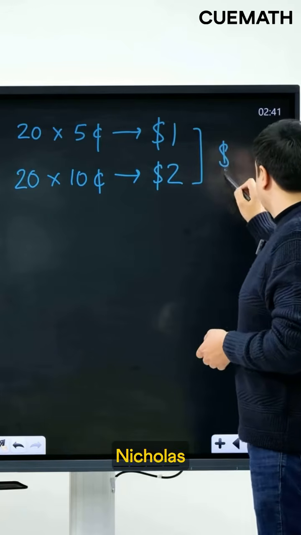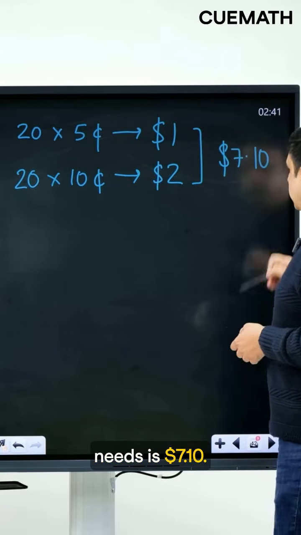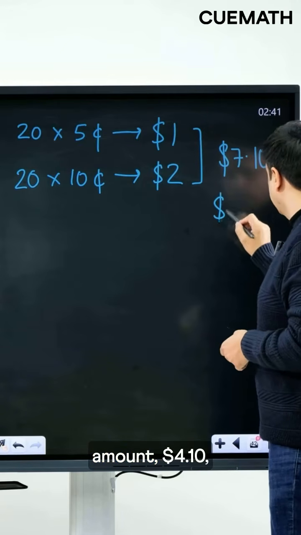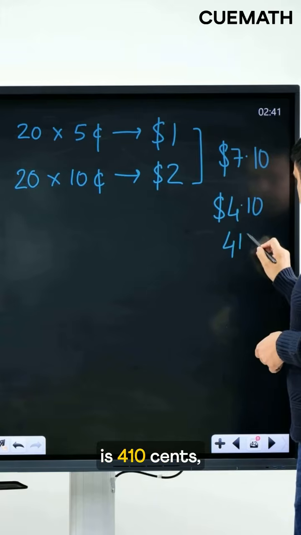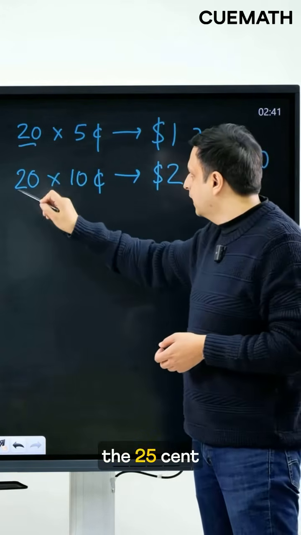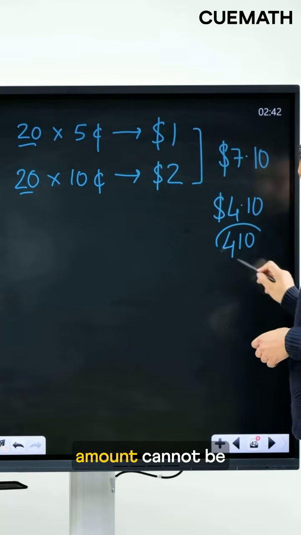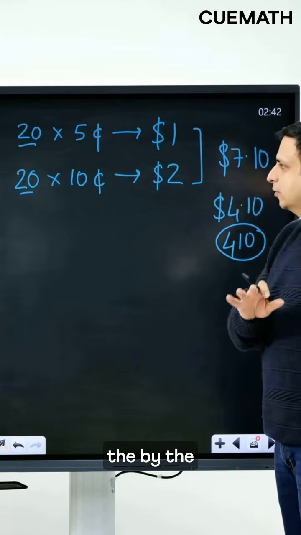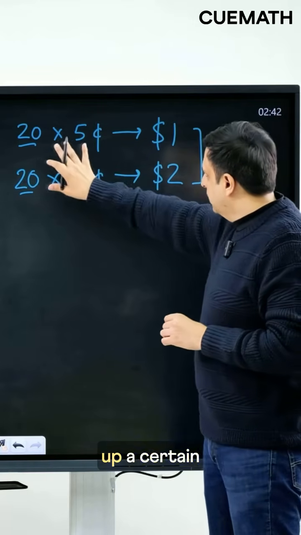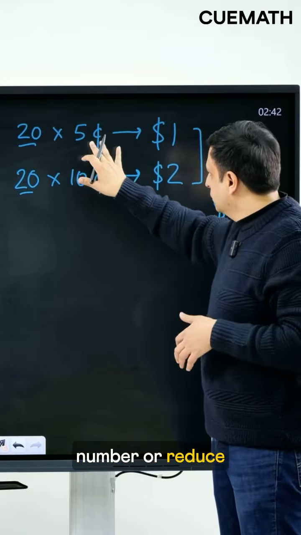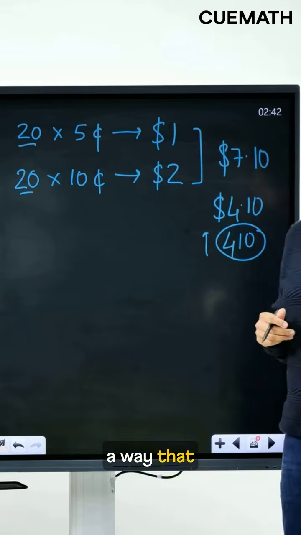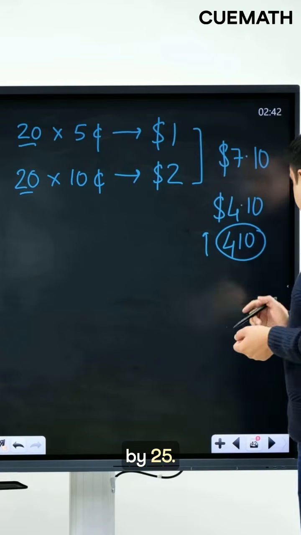But what Nicholas needs is $7.10. So we still need to go another $4.10. Now the problem is that this amount, $4.10, which is 410 cents, is actually not divisible by 25. So if you use up all the 5 cent and 10 cent stamps, the remaining amount cannot be made up evenly by the 25 cent stamps. So now comes the key idea. What we need to do now is to give up or reduce a certain number of 5 cent and 10 cent stamps to bump up this amount in a way that it becomes divisible by 25. So let's do that.